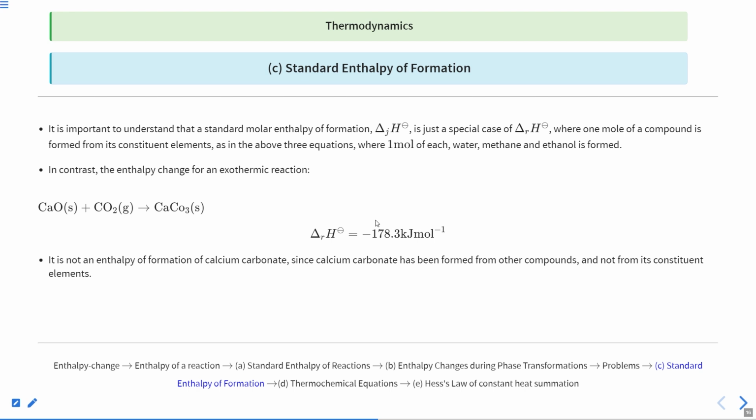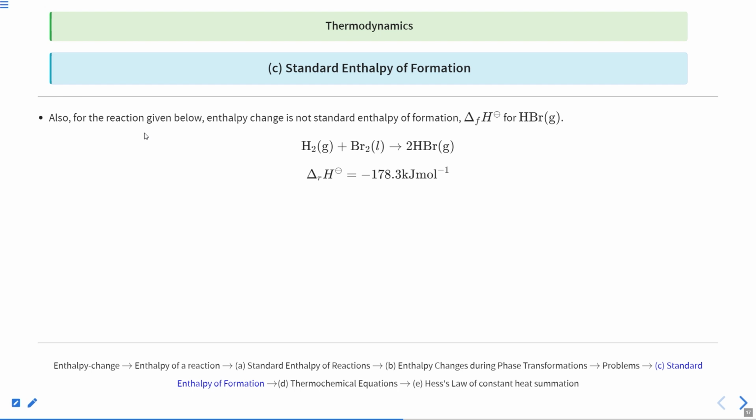If this delta RH is calculated from the standard state, then in that case we will say that your delta RH is delta HF. So that is the difference between your reaction enthalpy and your standard enthalpy of formation. Okay, clear?